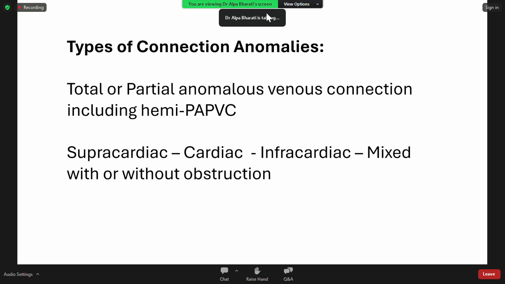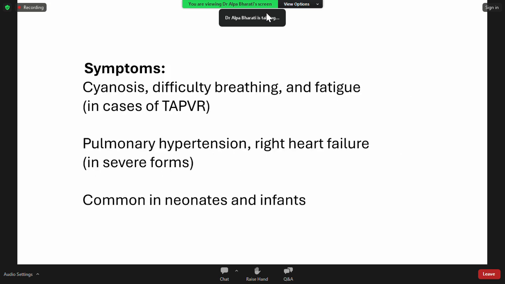And the third most important thing is whether or not there is an obstruction to the venous system, because that greatly impacts the prognosis and whether the patient is going to go for surgery or not. That depends on how much obstruction is there. So these are the three things which you will describe in an anomalous venous connection.